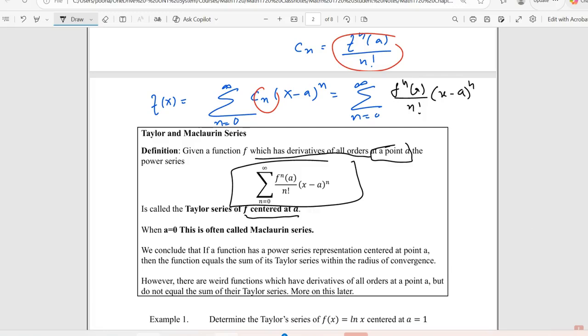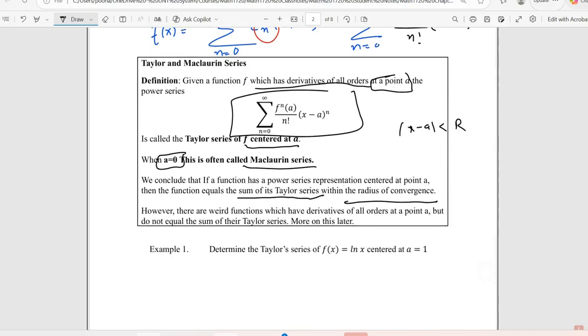This series has a name, the Taylor series of f centered at a. If you put a equal to 0, then this is called the Maclaurin series. If the series is centered at 0, we call that a Maclaurin series. We conclude, if a function has a power series representation centered at a, then the function equals the sum of its Taylor series within the radius of convergence. Remember, radius of convergence means that x minus a should be less than R in absolute value.